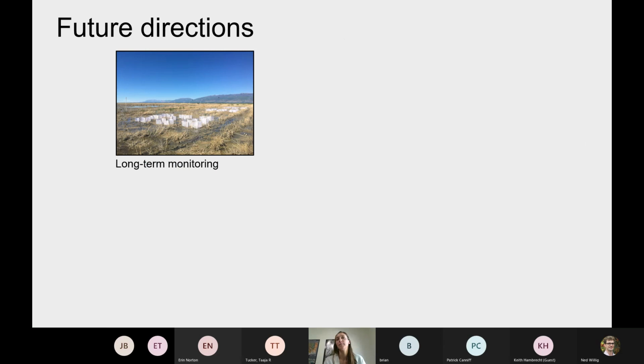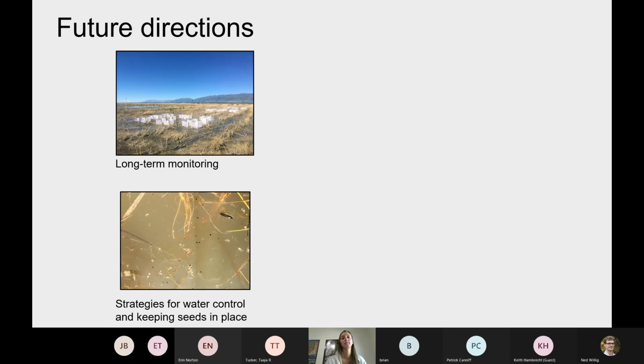In the future, as I mentioned, we're going to do long-term monitoring, definitely this year and maybe future years, to see if these natives are still present in the plots. I think we need to focus on improving water control and keeping seeds in place because that likely affected the results of at least one of my experiments.